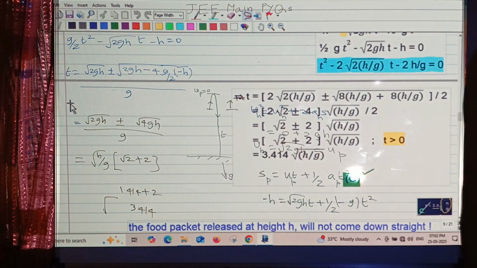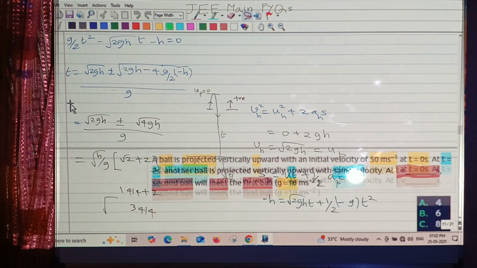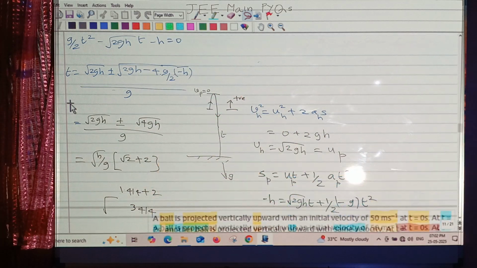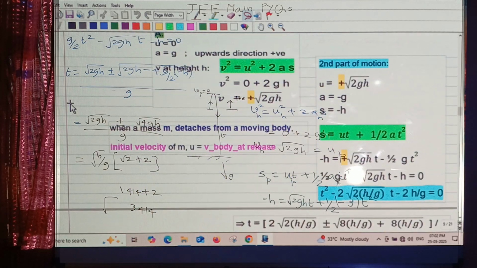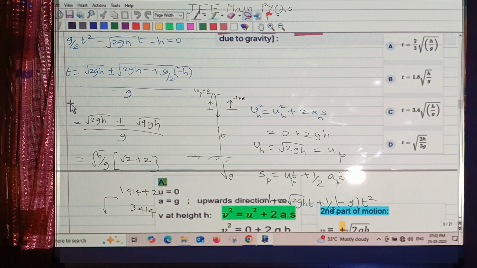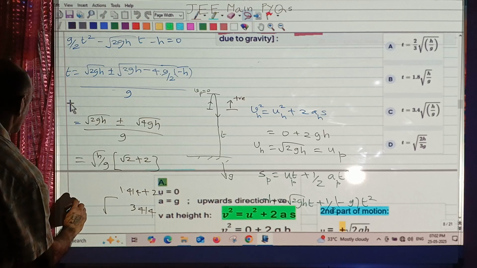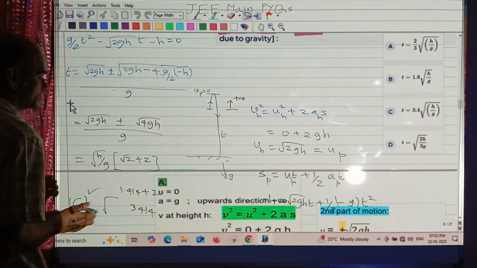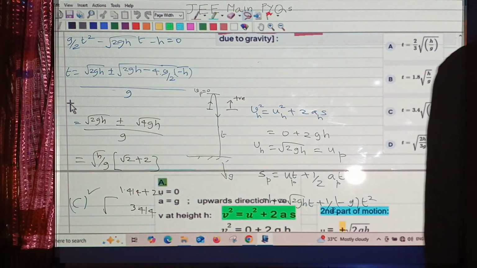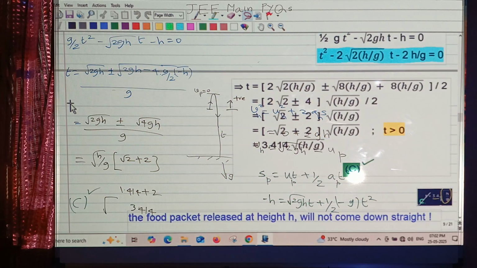So this matches with option C. So C is the correct answer. C is the correct option.